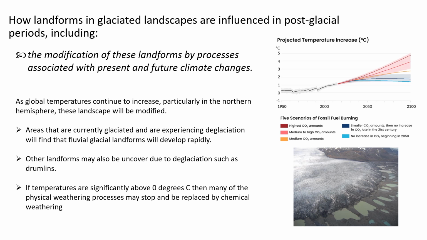The other thing that might happen in the future that might modify some of these landscapes is a change in the type of weathering that we have. At the moment, in post-glacial environments, we get a lot of weathering that's physical weathering, so freeze-thaw, frost shattering. But if the temperature in the future goes significantly above 0 degrees centigrade, then that might change and we might have other types of weathering, potentially chemical weathering or physical weathering that might become more dominant and may alter these landscapes in the future.